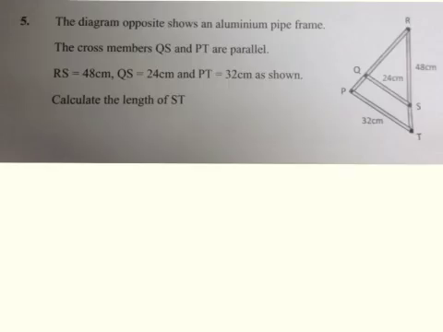In this last video where we're going to be exploring similarity and length, the diagram opposite shows an aluminium pipe frame. The cross members QS and PT are parallel, so both of these are parallel. RS is 48 centimetres, QS is 24 centimetres, PT is 32 centimetres as shown.